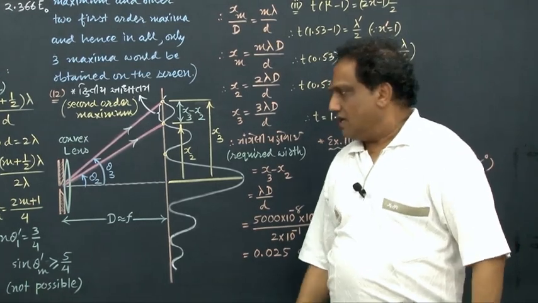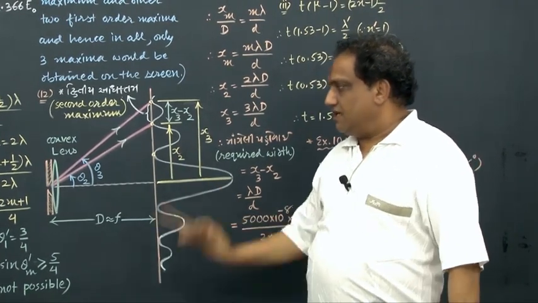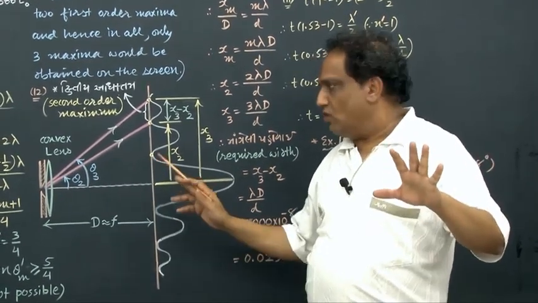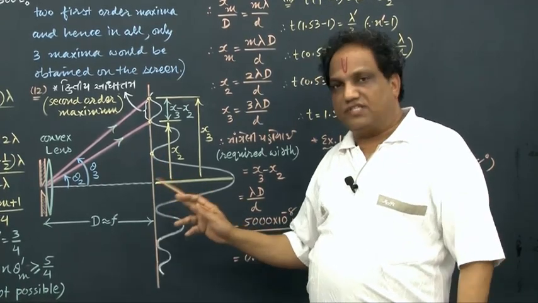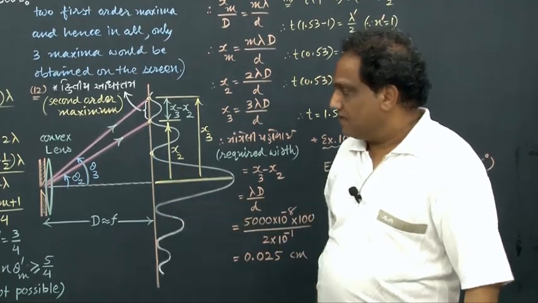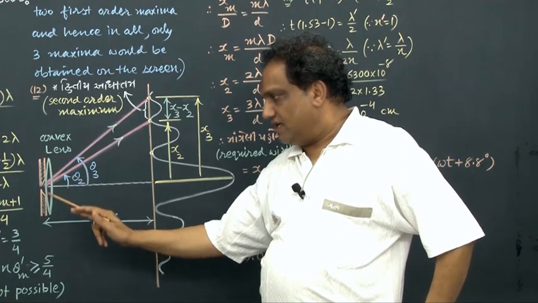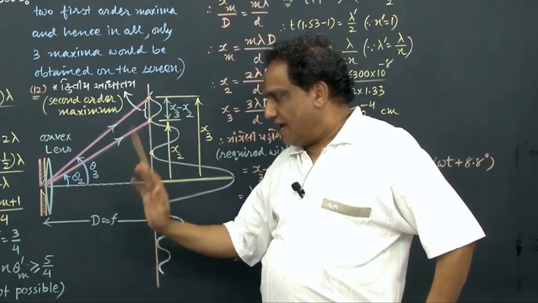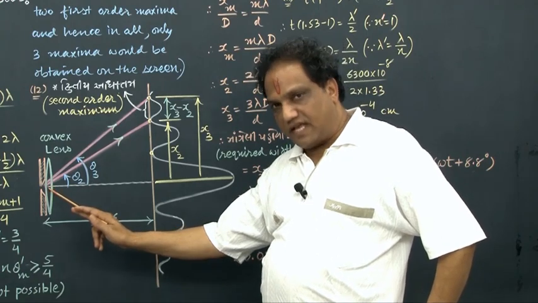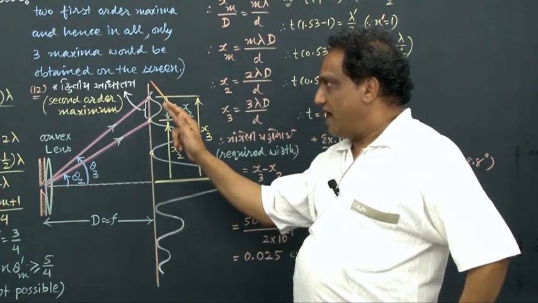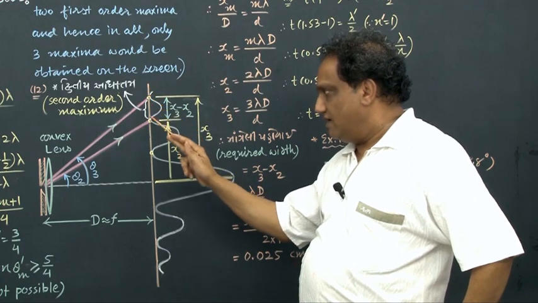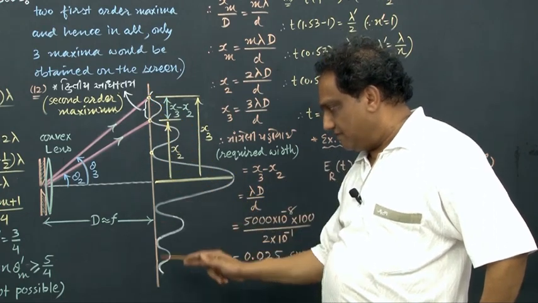Read it? Look, in the examination, if you don't have time, you may not draw this figure, but try to understand this figure very nicely. Look, here is a slit. Just behind the slit, we have placed a convex lens, and light rays, after passing through the convex lens, produce a diffraction pattern, a Fraunhofer diffraction pattern, on this screen.